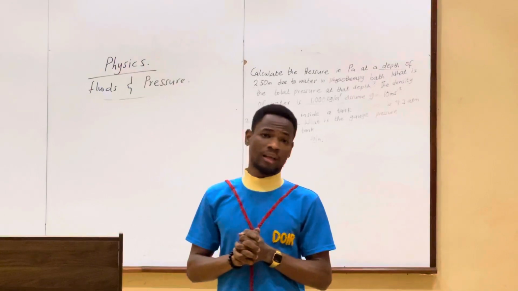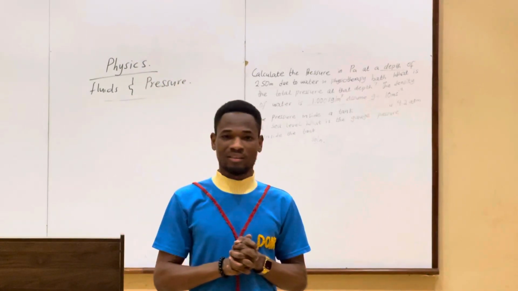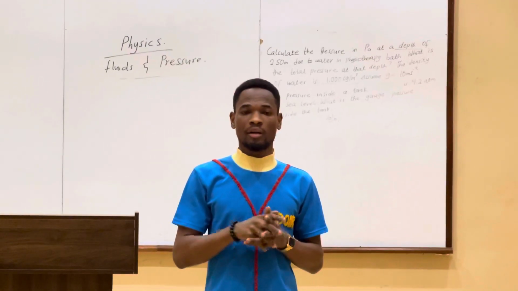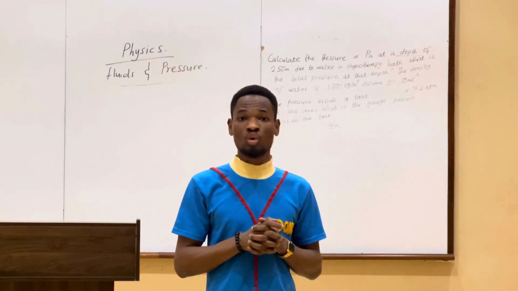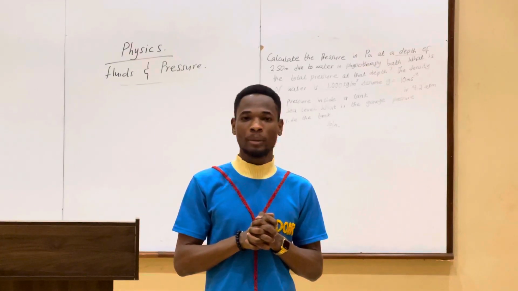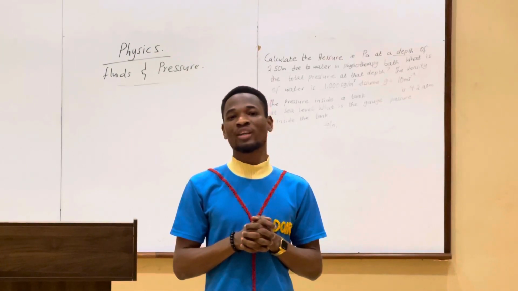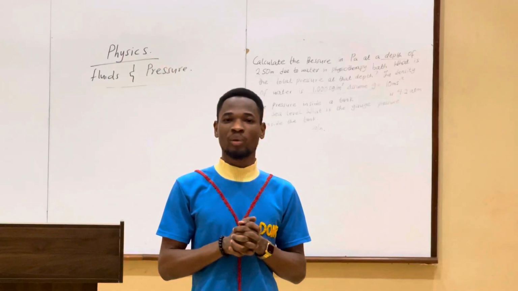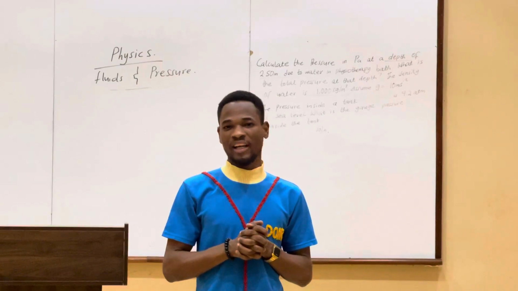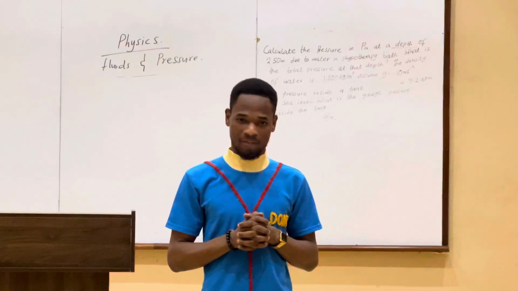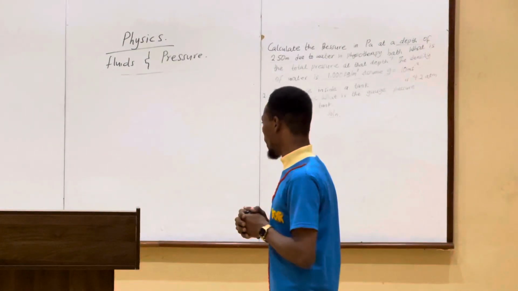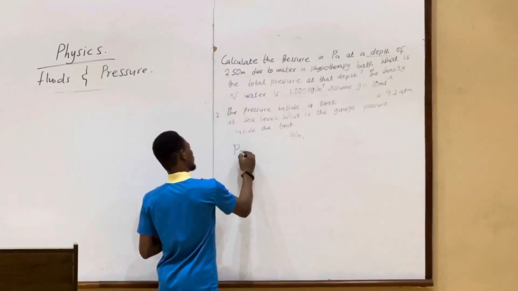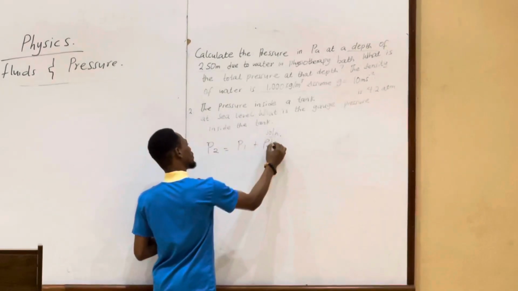Remember, in our previous lesson, we said that in an incompressible static fluid, P2, that is pressure 2, is equal to P1, that is pressure 1, plus rho GH, where rho is the density of the fluid, H is the height of the fluid, and G is the acceleration due to gravity. So we have P2 is equal to P1 plus rho GH.